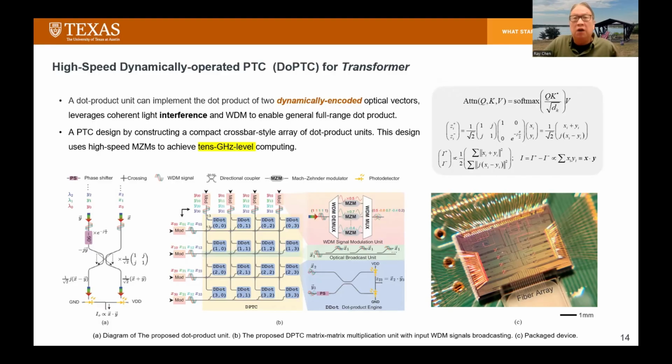To scale from a single dot product to large matrix-vector multiplications, we tile these units into a crossbar architecture to exploit data sharing along the bus waveguides. So this chip has been taped out and packaged as shown. You can see the electrical packaging and also the fiber packaging. As you know, we use a fiber array, so all the device inputs and outputs are from one end, to minimize the complication of the co-packaging with optics.